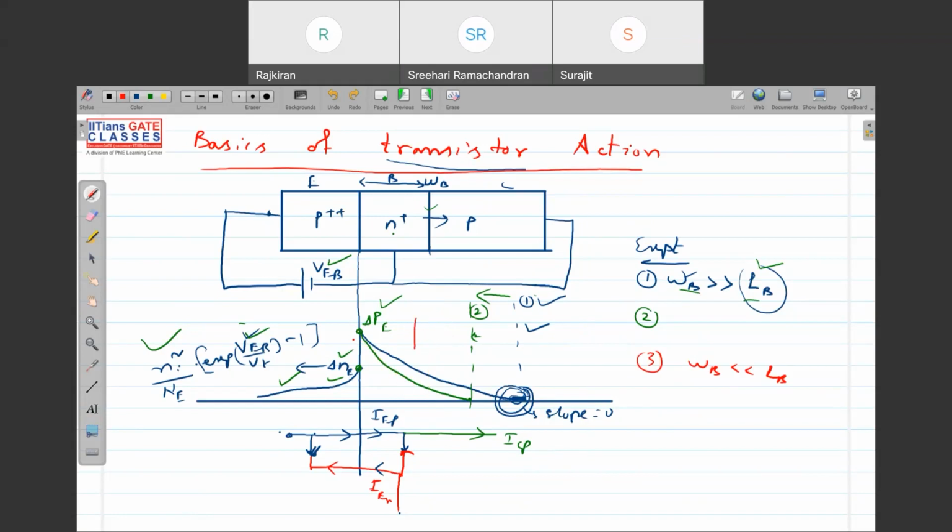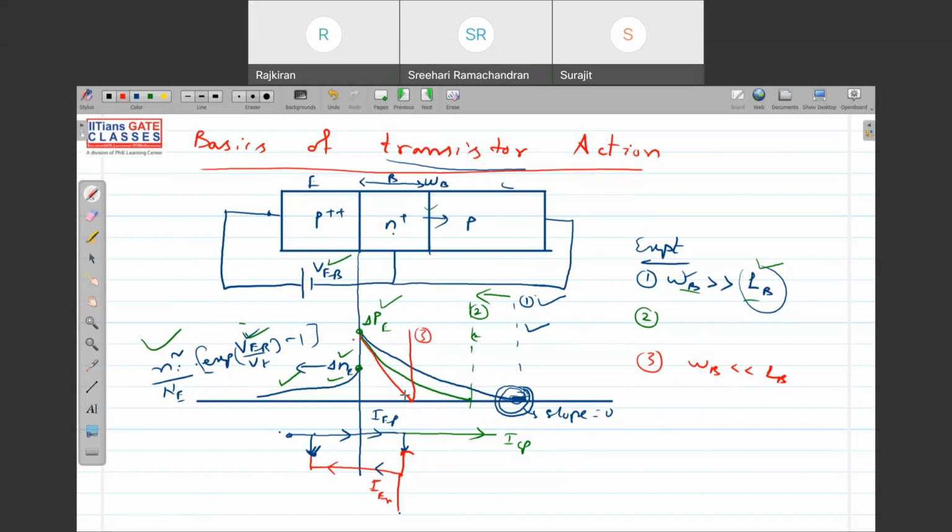Let's put the junction very, very near to the thin region. So we'll get almost a straight line. Yes, almost a straight line. So this is the case.